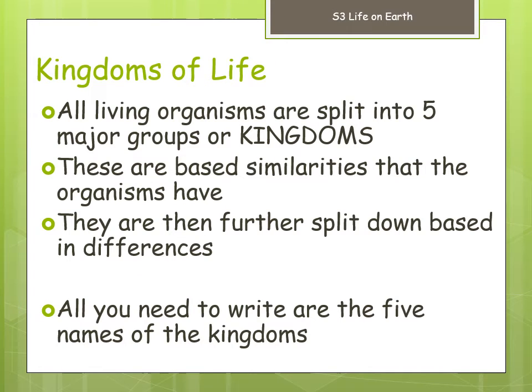So all of these living organisms can be grouped into 5 major kingdoms, and that's based on the similarities that the organisms or cell types have. Then after that, they're split down based on their differences.